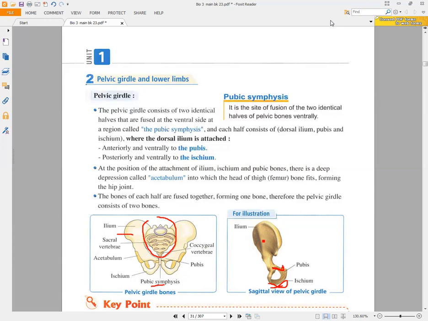Also, if you look here, you will find a deep depression. This deep depression is called the acetabulum. The head of the thigh bone, the femur, will fit into the acetabulum, forming a hip joint. The hip joint looks like the shoulder joint, so both of them are freely movable joints, and they also contain a synovial joint, okay?